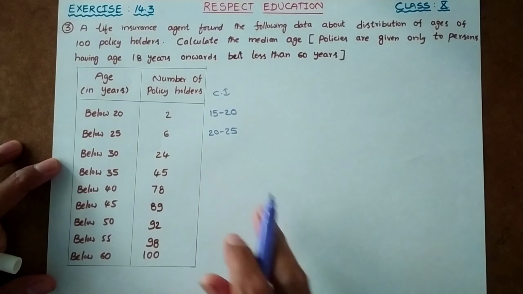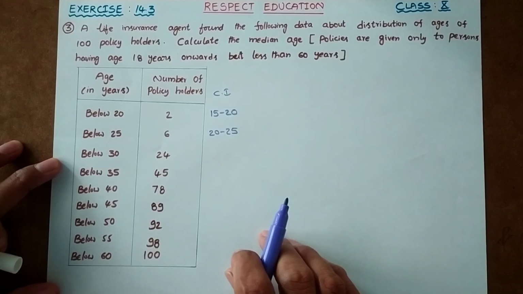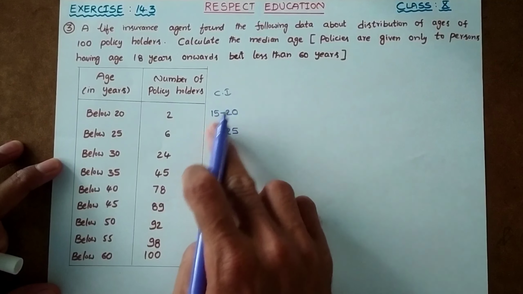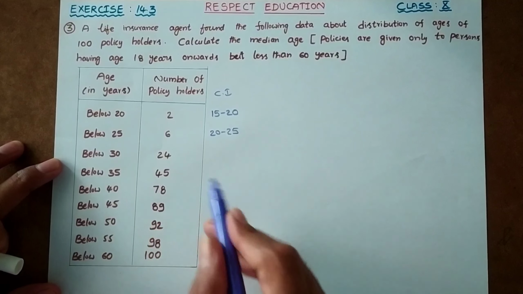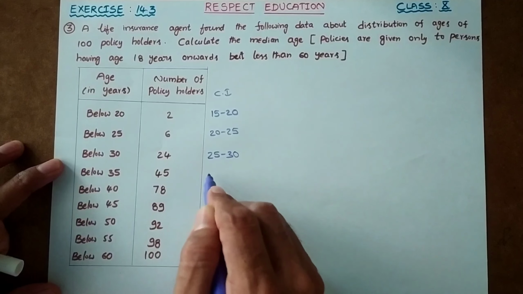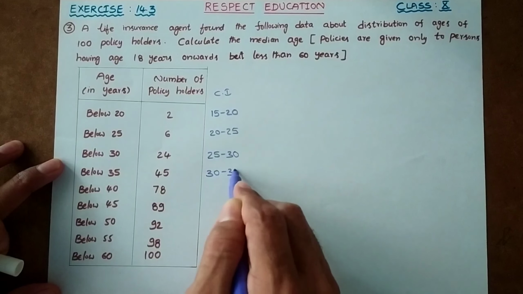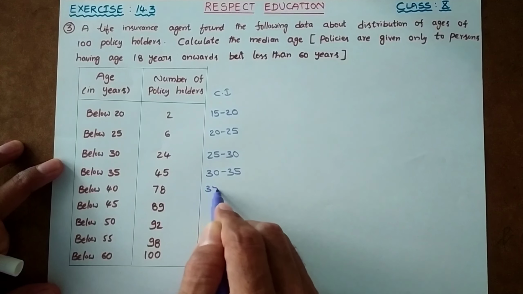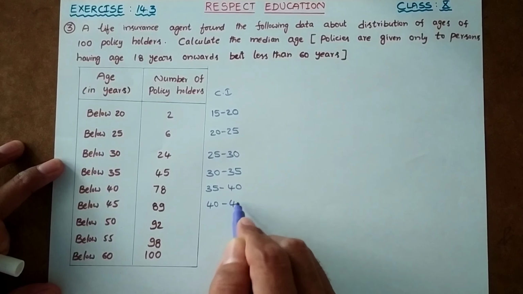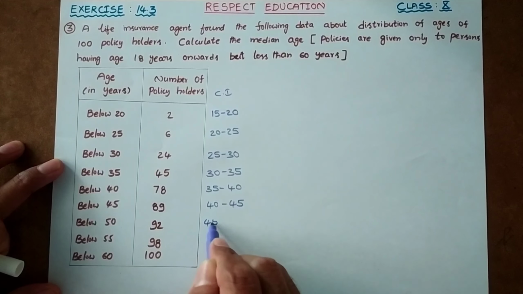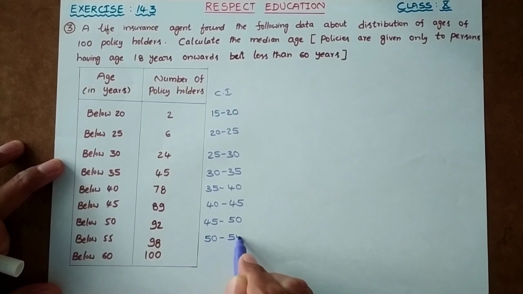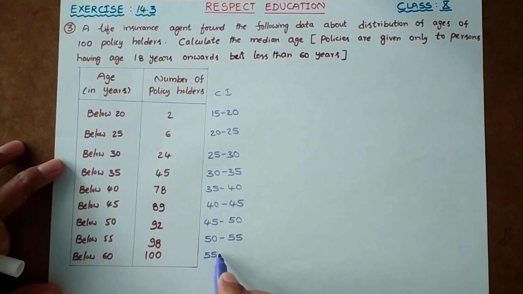Especially for finding the median, the class interval should be continuous. That's why I am not writing 21 to 25; I am writing 20 to 25. Here you see these two are equal. It indicates that there is a continuous class interval. So in the same way, the third one is 25 to 30. Next one 30 to 35, next one 35 to 40, next one 40 to 45, next one 45 to 50, 50 to 55, 55 to 60.